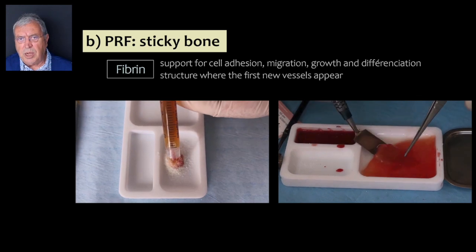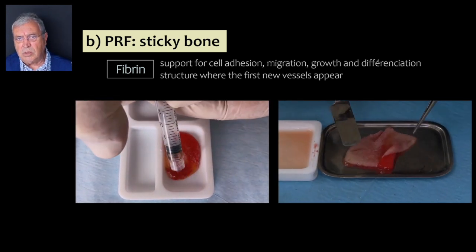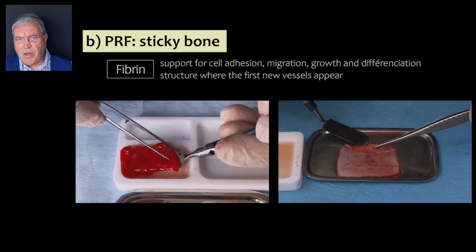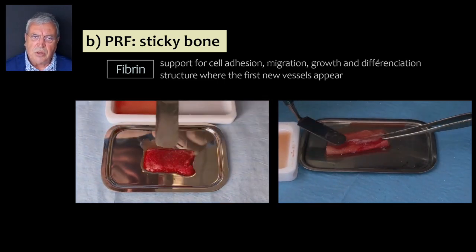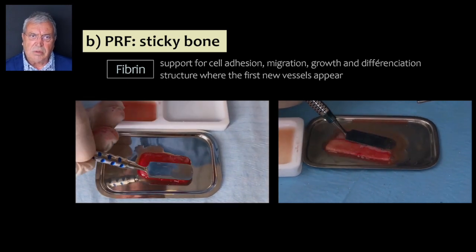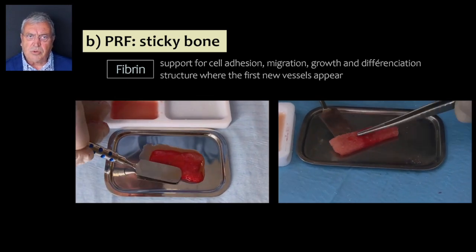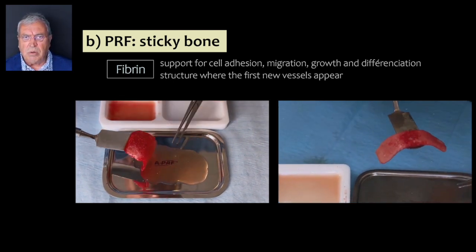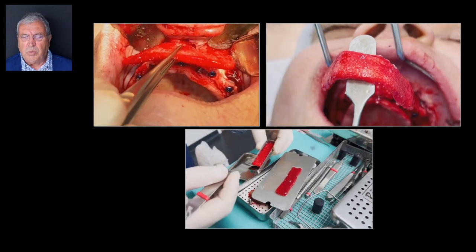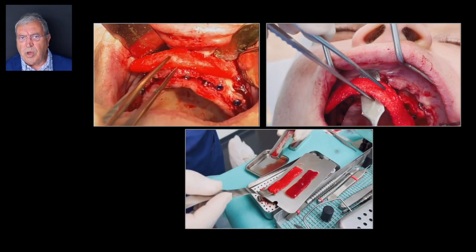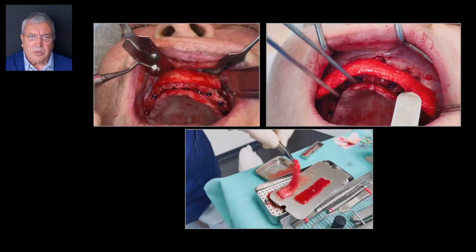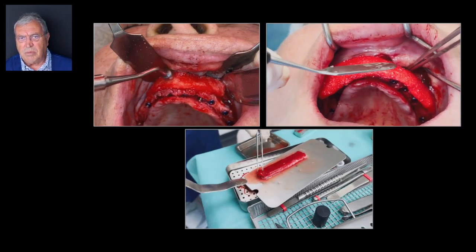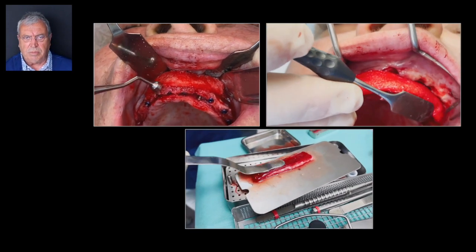Today, the solution is the sticky bone, because the sticky bone will help us to use a graft which is first compacted, strongly compacted, and then we will use one piece of bone. When we do an augmentation, we use one piece. We can also use a sandwich of bone between two layers of fibrin. There are different techniques of sticky bone.